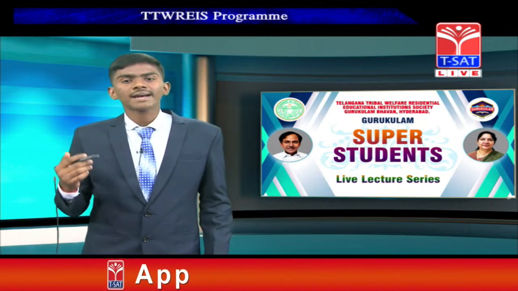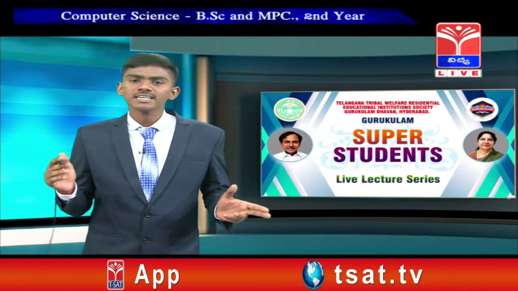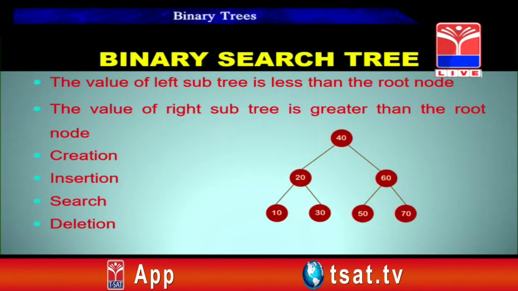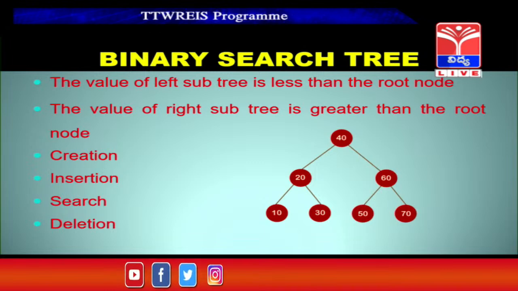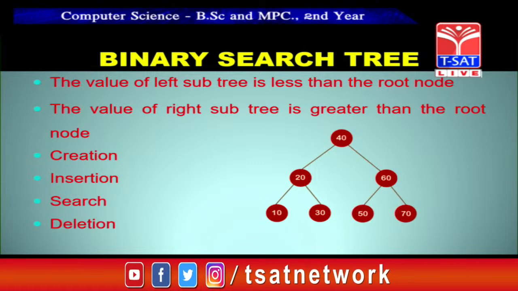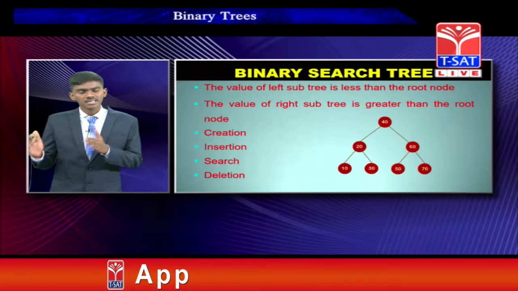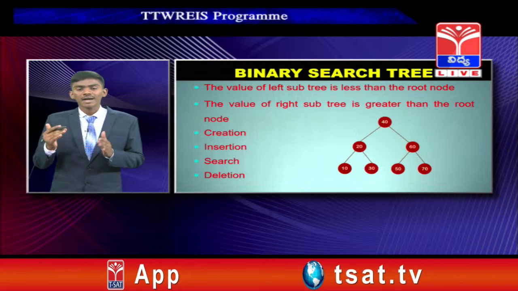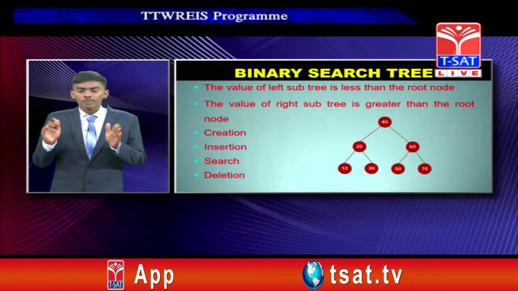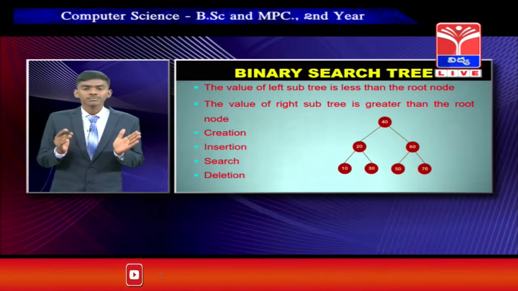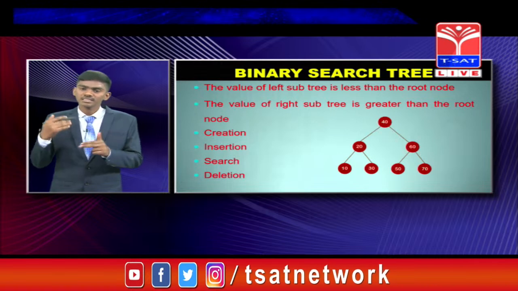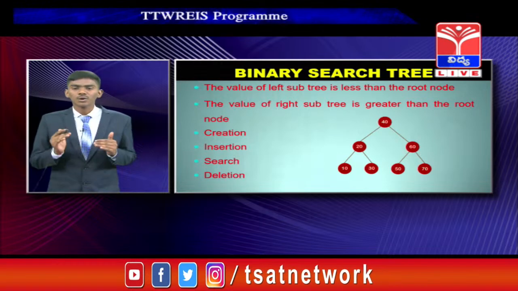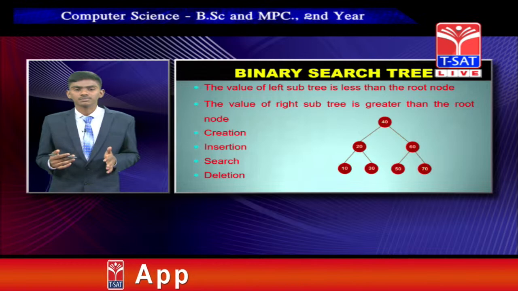And the next tree is the binary search tree. A binary search tree is also a binary tree. Why? Because each and every node can contain at most 2 children. But the main difference between a binary tree and a binary search tree is that in a binary search tree, the root node is higher in value than its left subtree, its right subtree contains higher values than the root node, and its left subtree contains lower values compared to its root node.